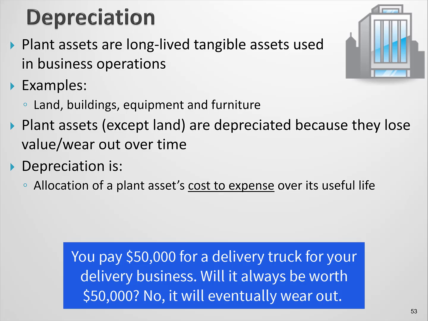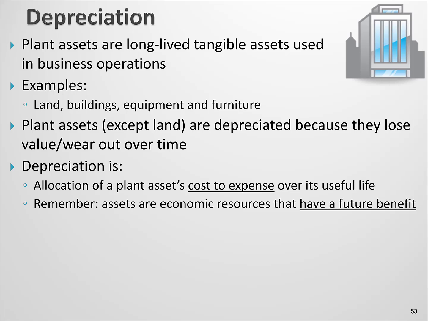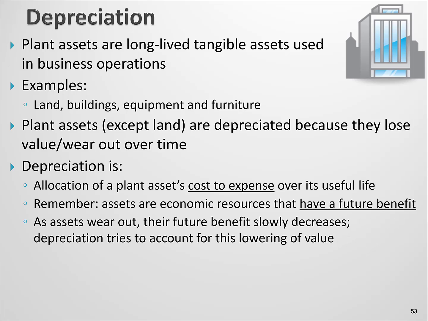So remember, when we first buy like a delivery truck, we record it as an asset. Why? Because assets are economic resources that have a future benefit. But eventually that truck will have no future benefit. So we have to gradually lower the value of the truck on our accounting records to show that it's slowly wearing out over time. And as these assets wear out, their future benefit slowly decreases, and depreciation tries to account for this lowering of value.